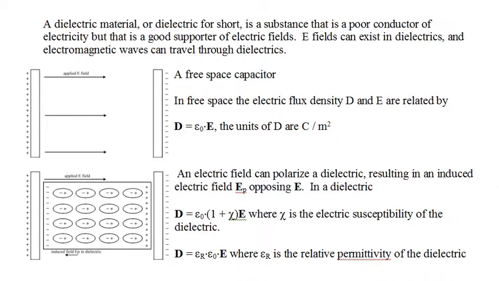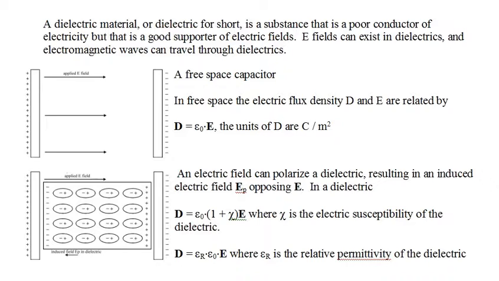When there is a solid dielectric between the capacitor plates, as in the bottom capacitor, the polarization of the dielectric material will create an induced electric field that opposes the E field generated by the plates, and the D field is formed as the sum of the original E field and the induced E field. The formula for D, the electric flux density, is D equals epsilon sub 0 times (1 plus chi), where chi is the electric susceptibility of the dielectric, times E.